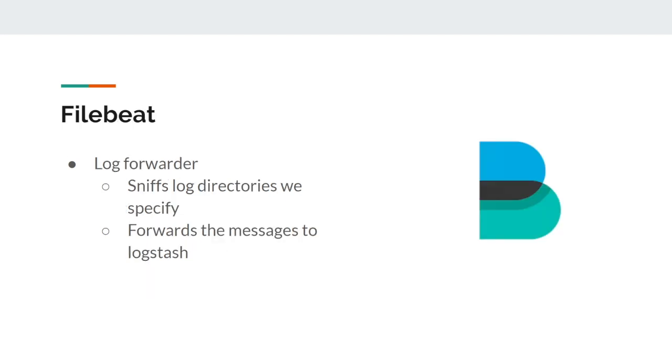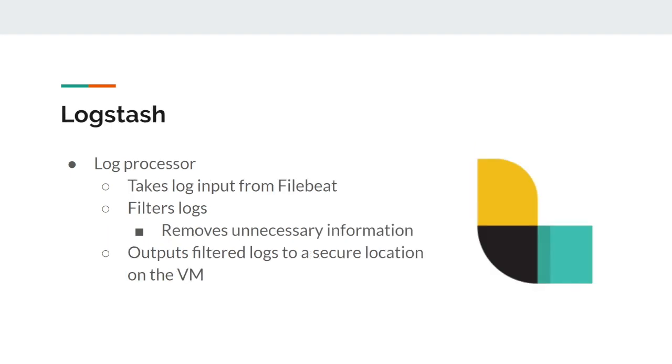So what is FileBeat? It's simply part of the Elastic Stack. It's a log forwarder, so it'll sniff all the log directories we specify in a configuration file and forward the messages to Logstash. Logstash is our log processor. It takes the log input from FileBeat, filters the logs by removing any unnecessary information. This can be things like random tags that are by default put into the logs that aren't really necessary when we're doing an analysis of them.